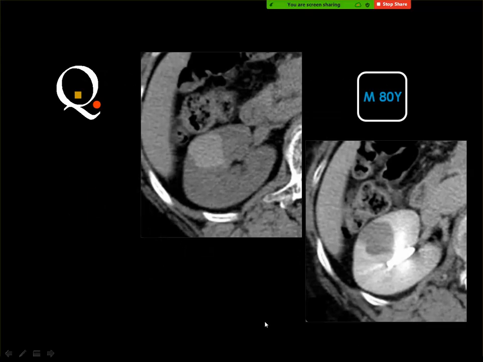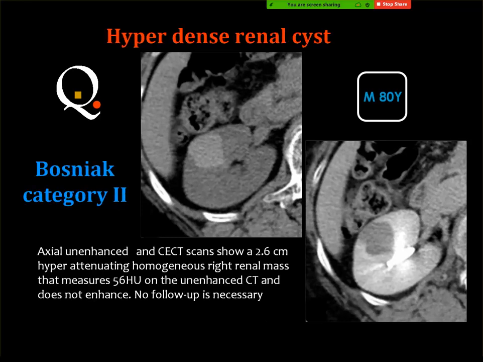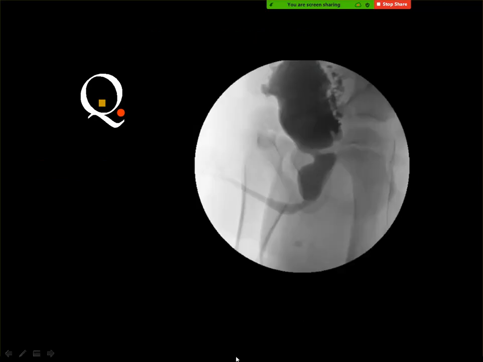This is a cyst, Bosniak type 2. Yes. Hyperdense. Bosniak type 2 cyst category because of the hyperdensity in the pre-contrast scan, and in the post-contrast scan you cannot see any septation and you do not see calcium, for example, and this is category 2.